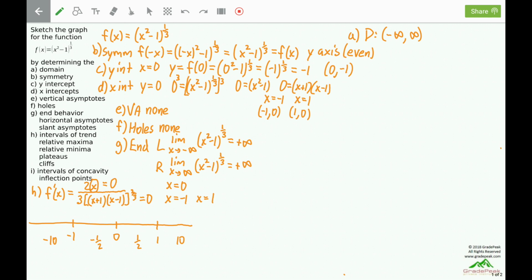So plugging in the test value of -10 will be negative. We have a negative first derivative, which corresponds to a decreasing trend. Plugging in a -1/2 will be a negative. We have a negative first derivative. This corresponds to a decreasing trend. Plugging in a +1/2 will be a positive. We have a positive first derivative. This corresponds to an increasing trend. And plugging in 10, we have a positive, again, corresponds to an increasing trend.